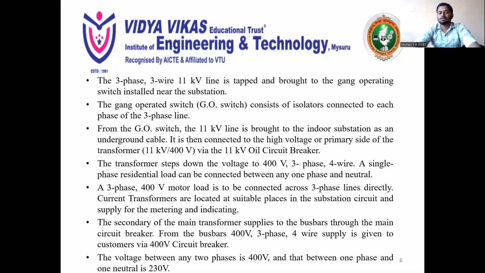Current transformers are located at suitable places in the substation circuit and supply for the metering and indicating. Secondary of the main transformer supplies the bus bars through the main circuit breaker. From the bus bar, 400 volts, three-phase, four-wire supply is given to the customer via 400 volt circuit breaker. The voltage between any two phases is 400 volts, and that between one phase and neutral is 230 volts.